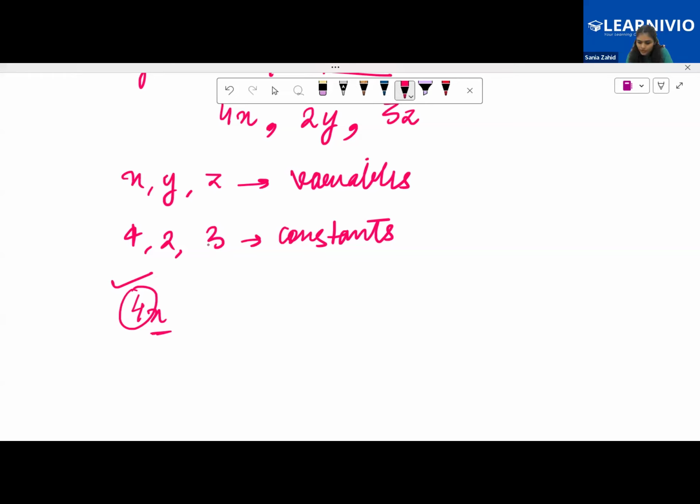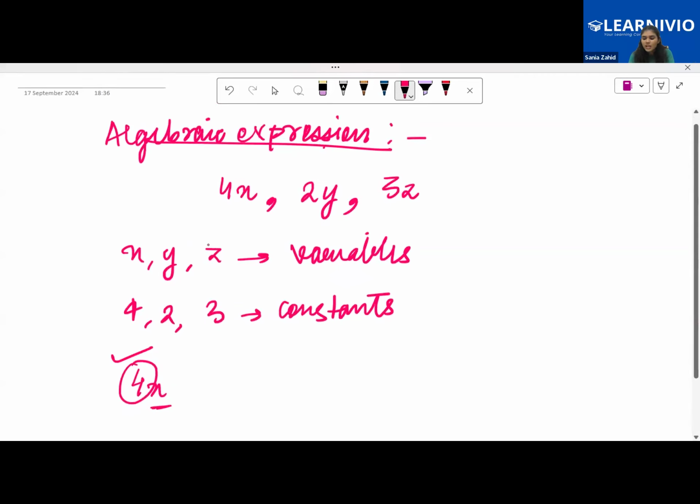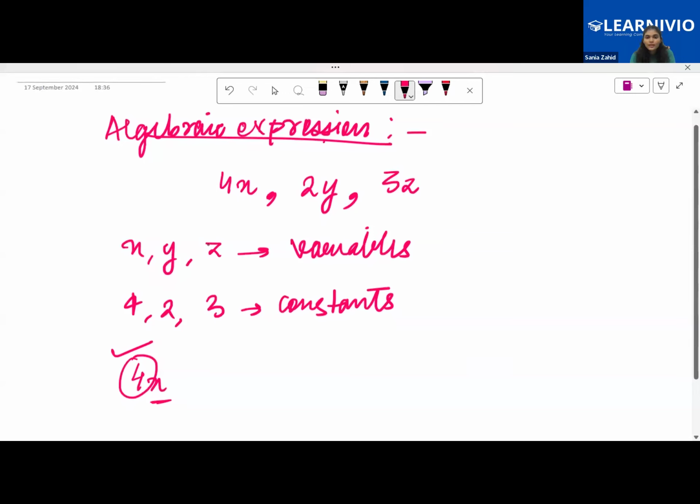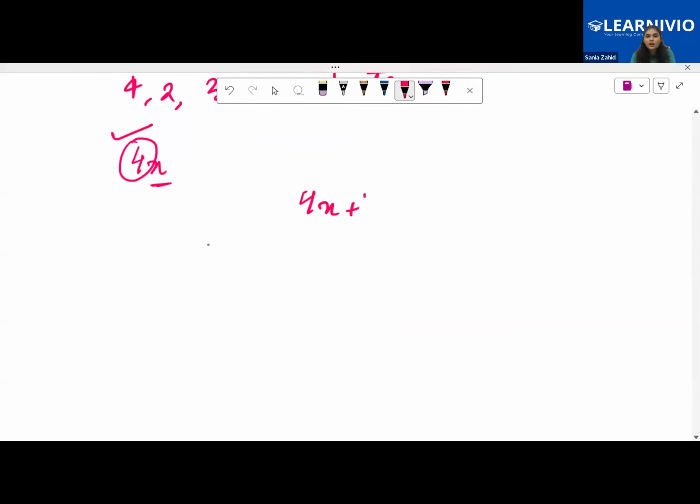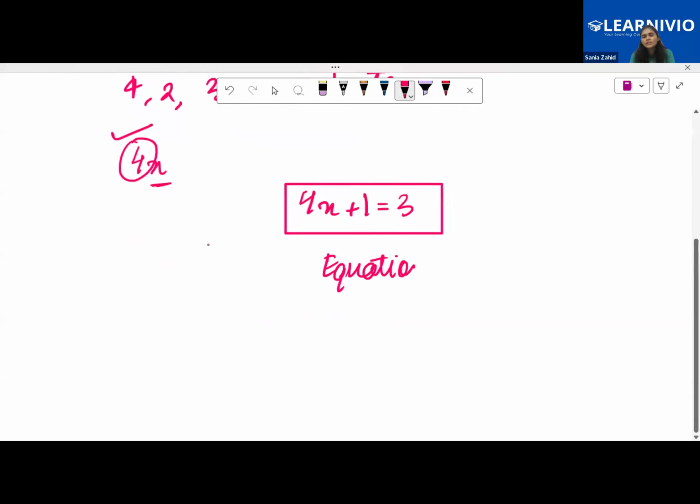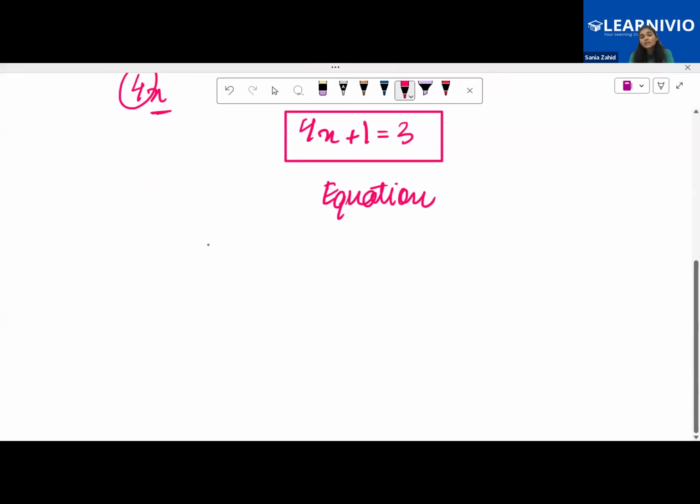Yes, ma'am. Okay, now I'll give you various examples. First of all, you need to identify which of the following is a linear equation. The chapter is linear equations. So I can say 4x plus 1 is 3. This is an equation. Now, when can I call it a linear equation? Why am I calling it a linear equation?